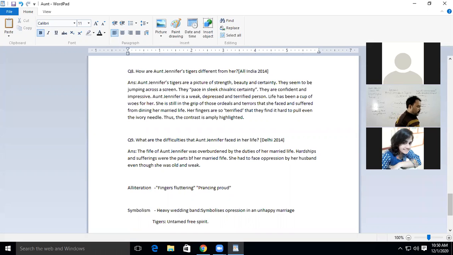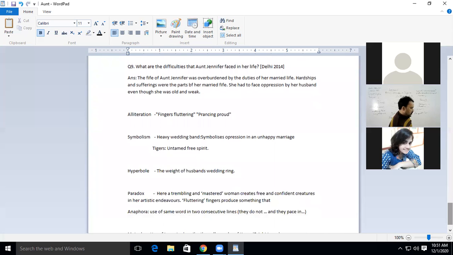Life has been a cup of woes for her. She is still in the grip of those ordeals and terrors that she faced and suffered during her married life. Her fingers are so terrified that they find it hard to pull even the ivory needle. That means very, very weak physically, mentally, emotionally, intellectually. Thus, the contrast is applied and the contrast is amply, properly highlighted. And any one of you who has read the poem carefully can understand that there is a contrast between the character of the aunt and the tiger. What are the difficulties that Aunt Jennifer faced in her life? So again, it has been discussed.